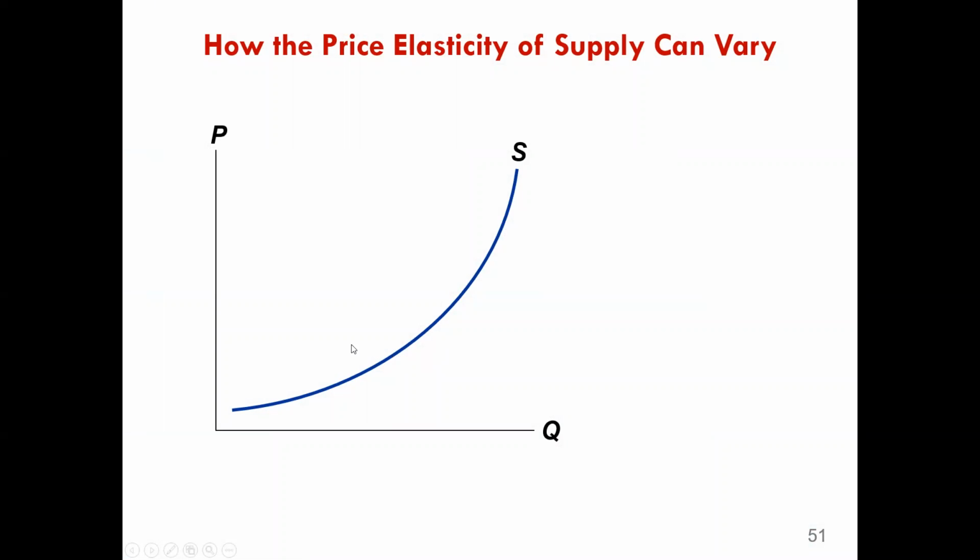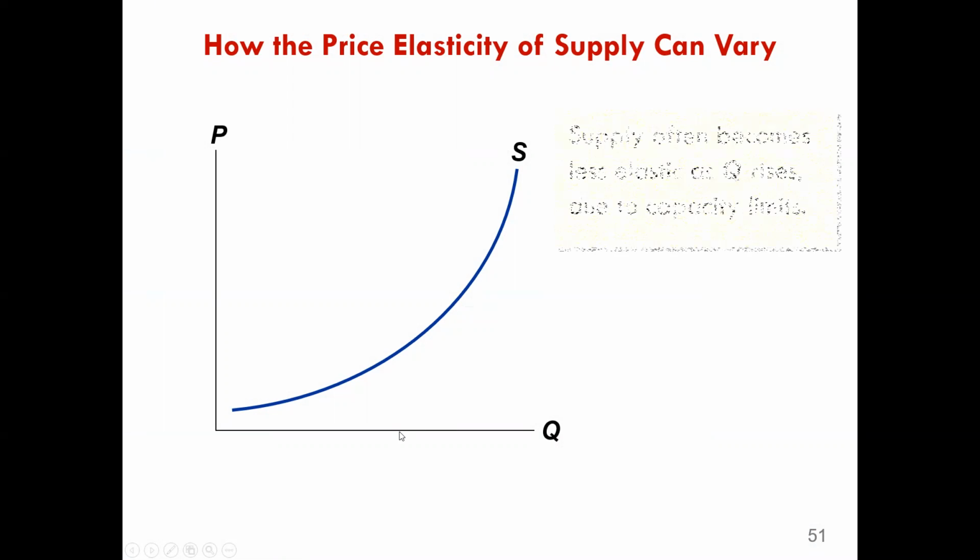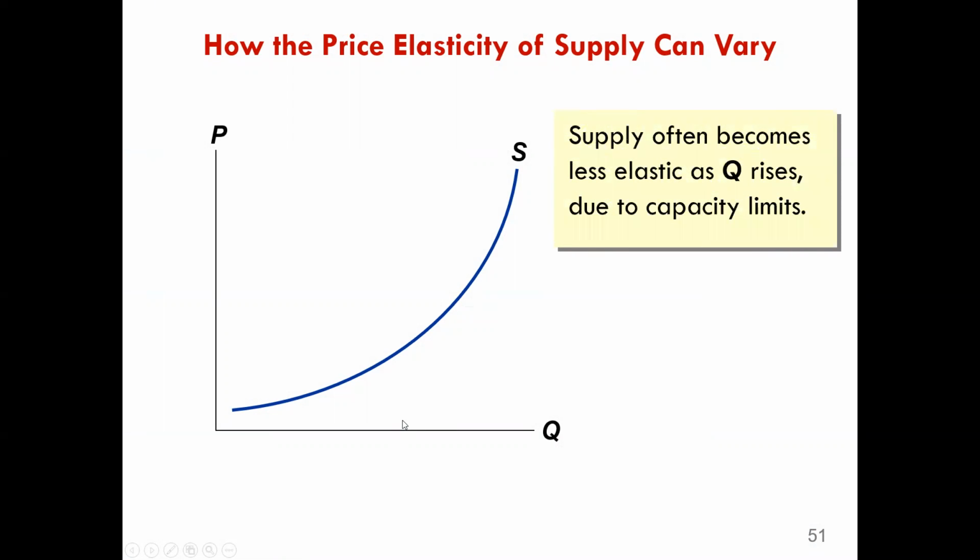So how the price elasticity of supply can vary. Now, supply often becomes less elastic as quantity rises due to capacity challenges or capacity limits. So in this diagram, we have the supply curve. Now, at a price of $3, quantity supplied is 100. At $4, 200 is supplied.